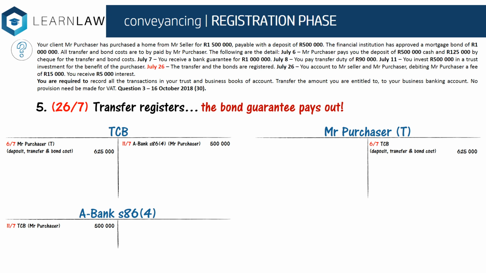The bond guarantee of 1 million Rand is paid into the trust account. Accordingly, the TCB is debited with 1 million Rand. At this point, the bond guarantee is in favor of the purchaser. Accordingly, Mr. Purchaser's trust account is credited with 1 million Rand, thereby increasing the firm's liability towards Mr. Purchaser by 1 million Rand.